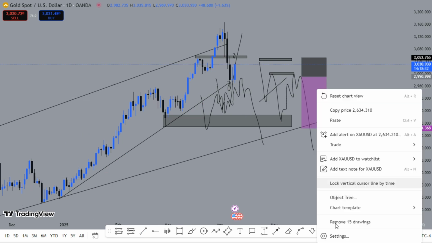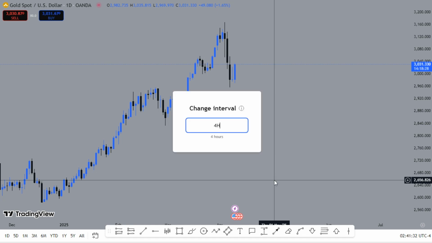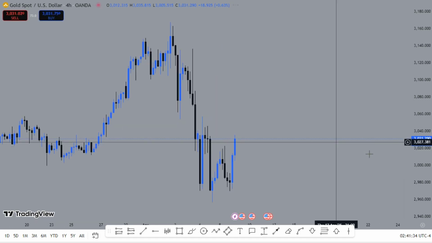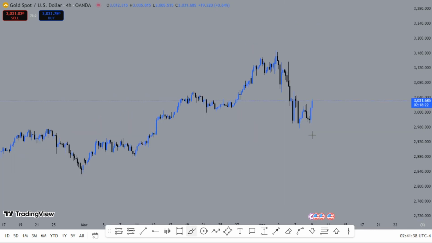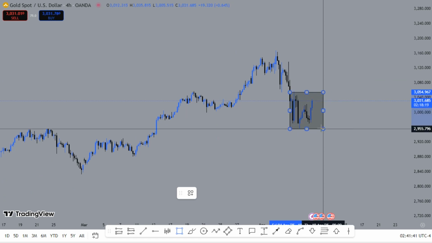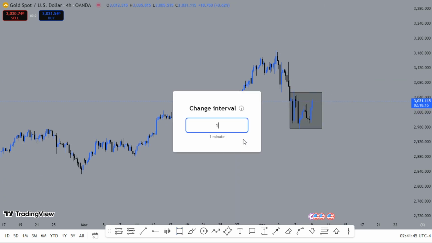So real quick, I'm just going to remove my drawings, and I saw something at the H4, so I'll hit the H4. Now, if you look at what price is doing based on the H4, right now we see gold doing this. Now, to me, that is just a consolidation, right? Why? Now let me just take it back to the daily.